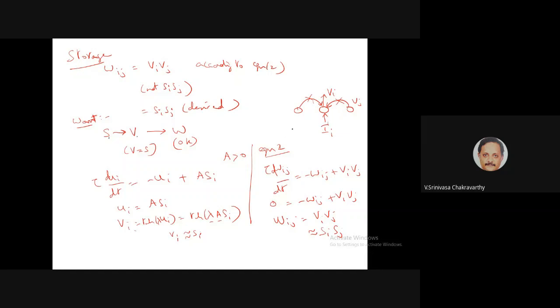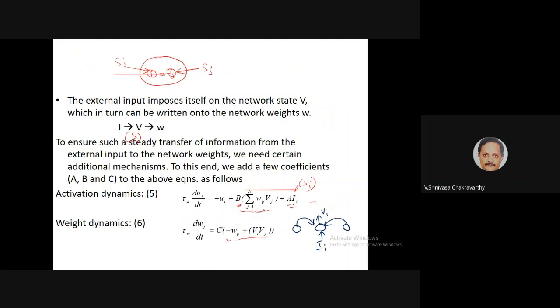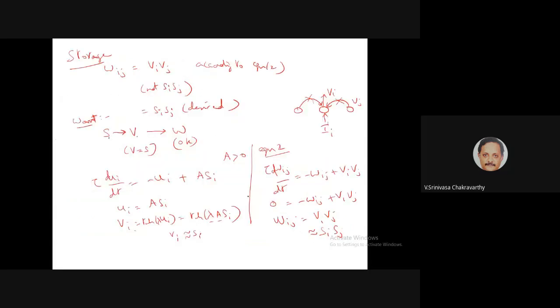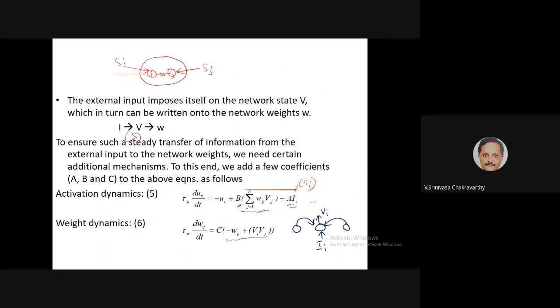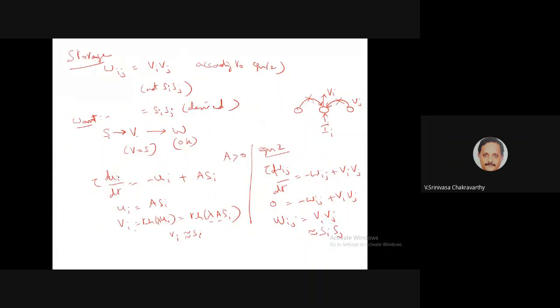So how will it happen? That will happen by making A a large number and B a small number, or ideally 0. When I do that, the equation will become just this. This whole term is gone. So tau dui by dt is equal to minus vi plus ASi, which is my external input I. Then at convergence, the left side becomes 0, ui is equal to ASi, and A is a positive number, and vi is equal to tanh of lambda ui, which is this.